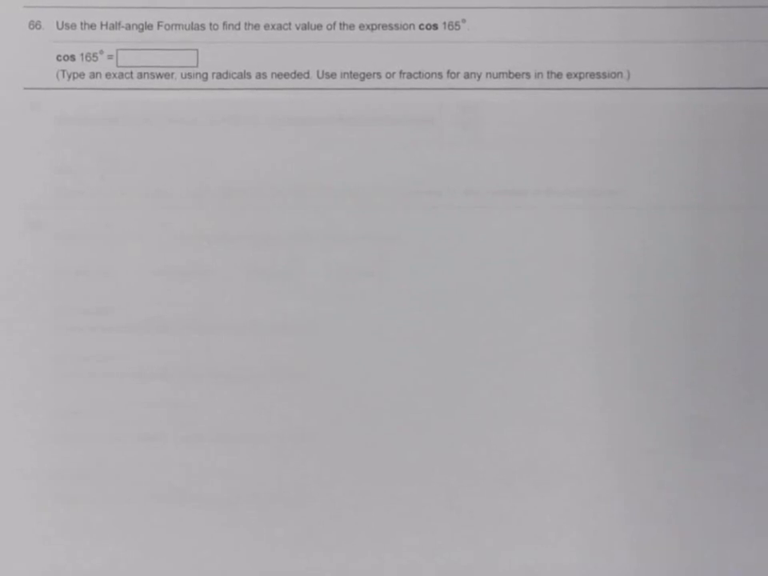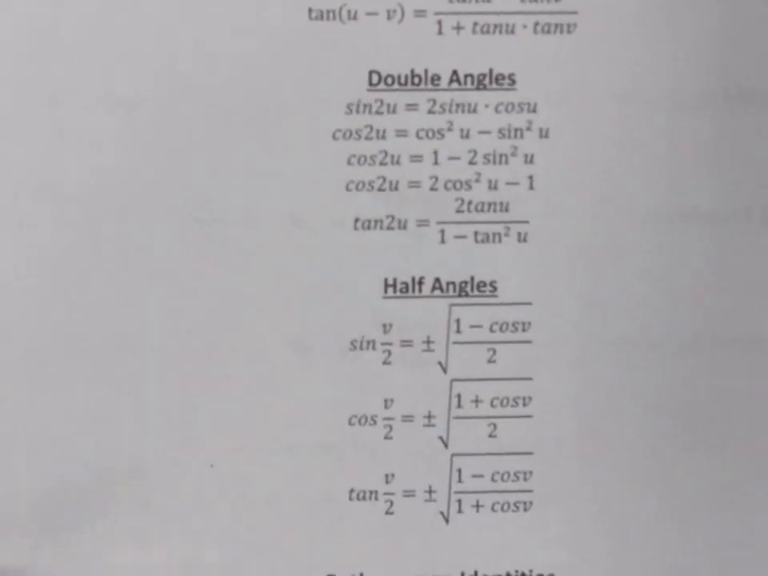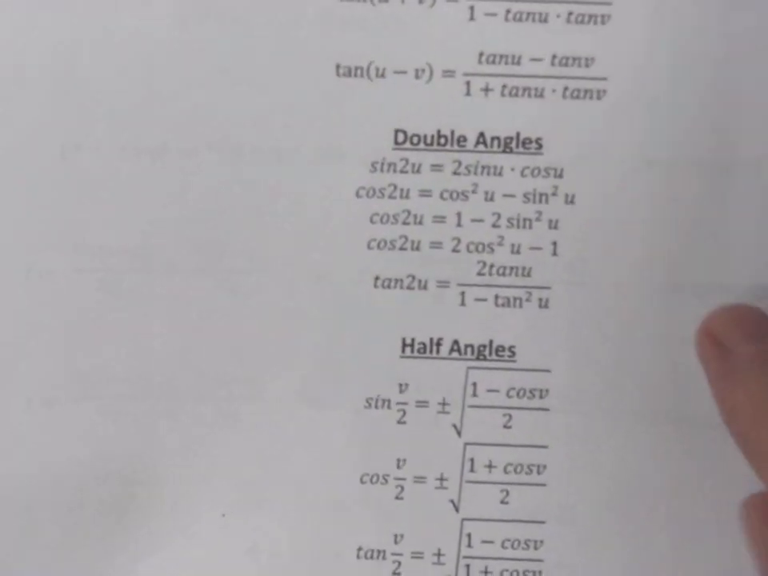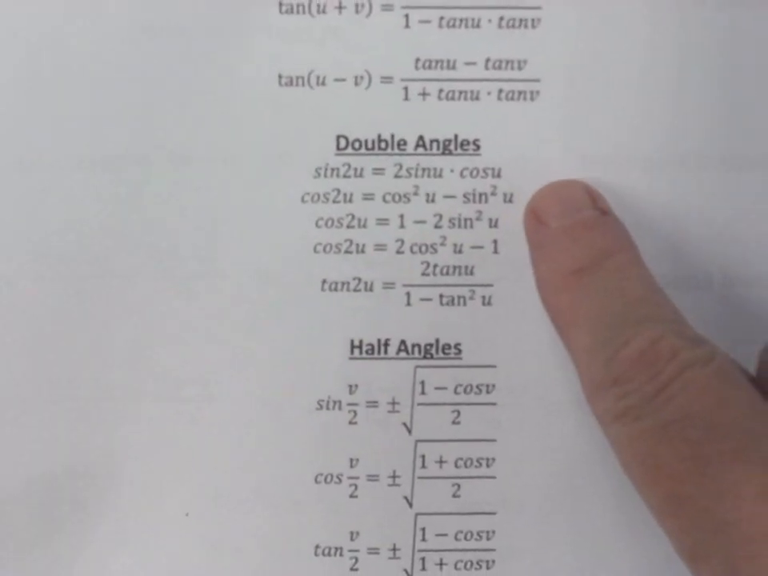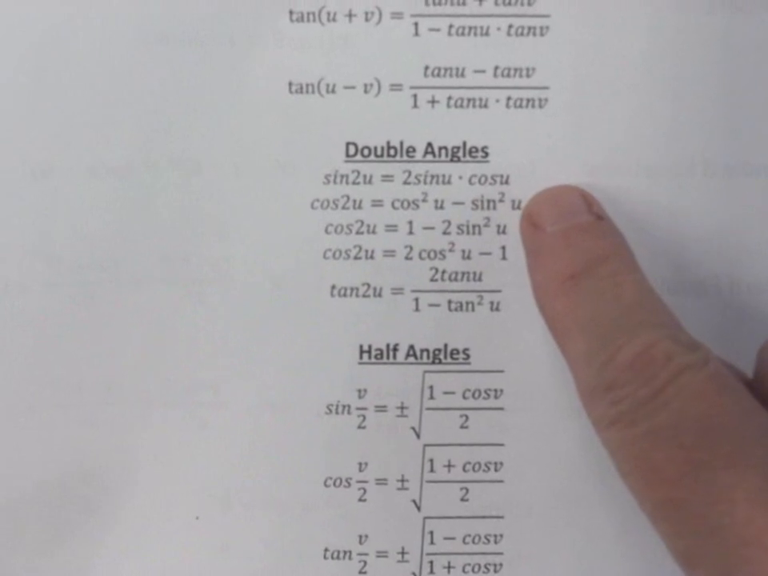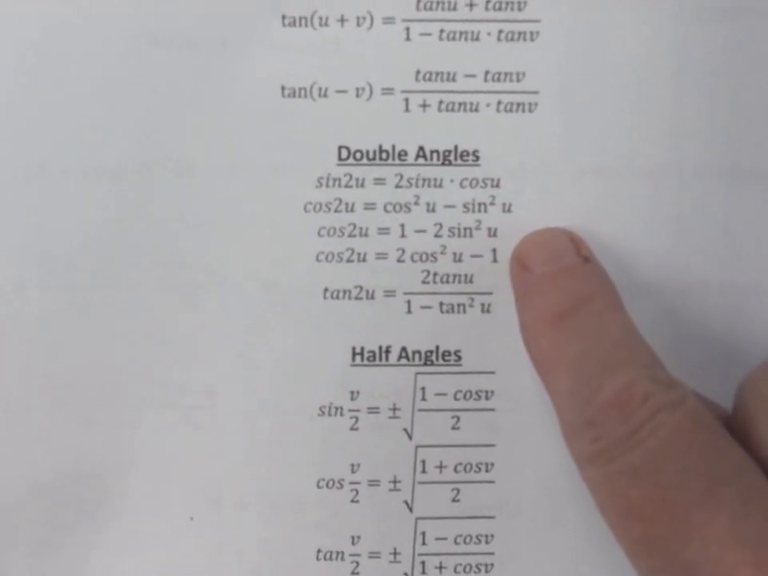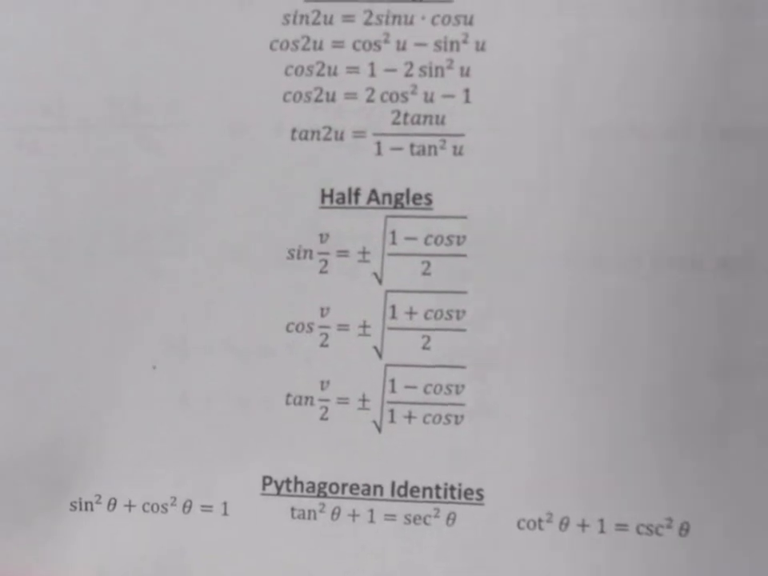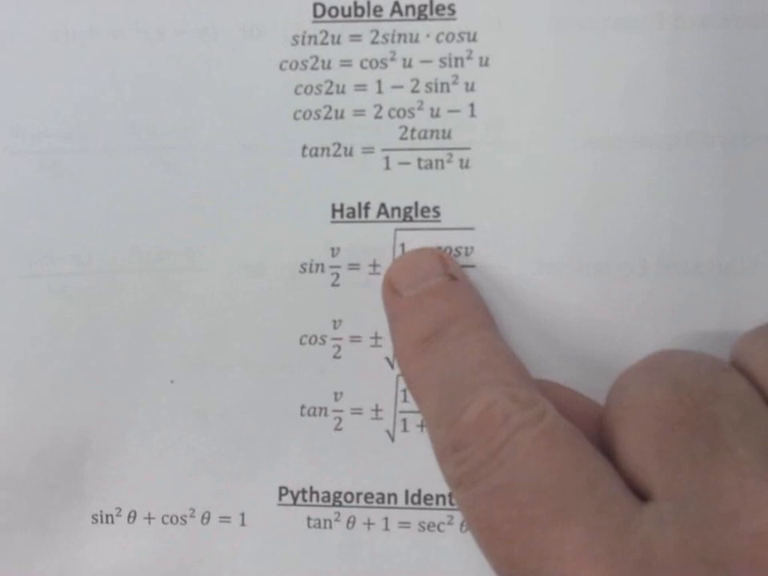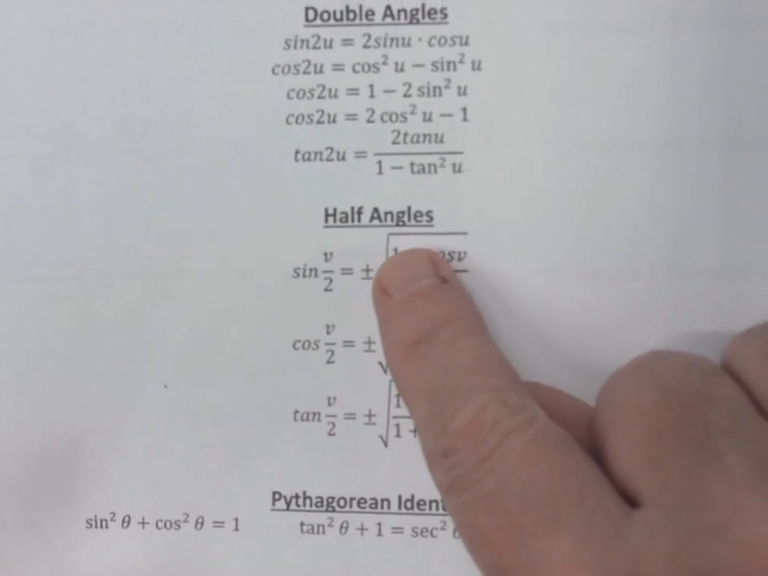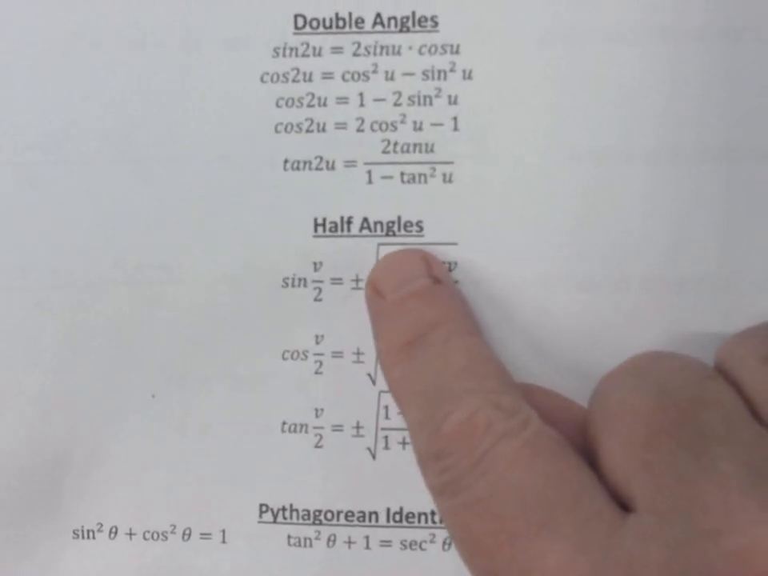We have 3 problems remaining, and these 3 problems we will be using either the double angle or the half angle formulas. So on your formula sheet, here we are. Of course, if you recall, for the double angle formulas, if you're looking for the cosine, you have 3 choices. And then the half angles, there's some extra work to do because these answers are either plus or minus. They're not both. They're either plus or minus.